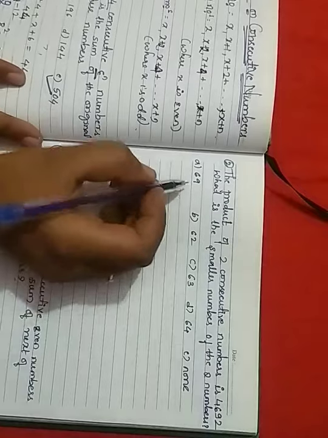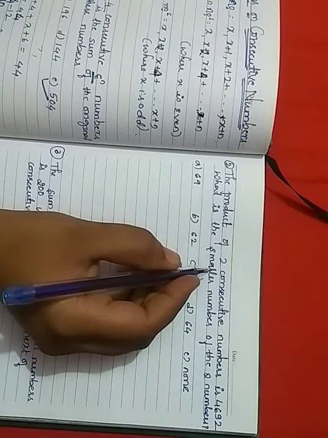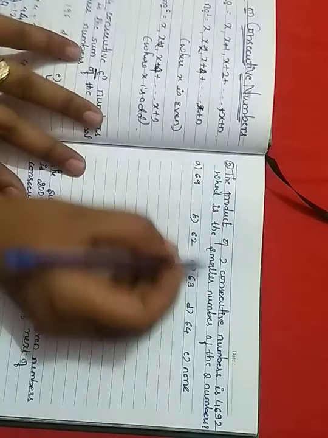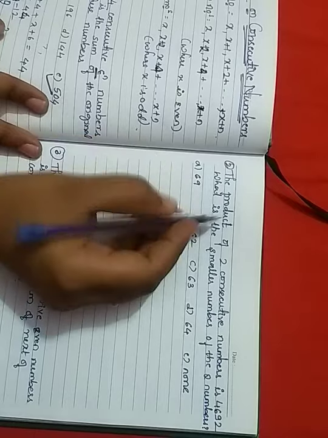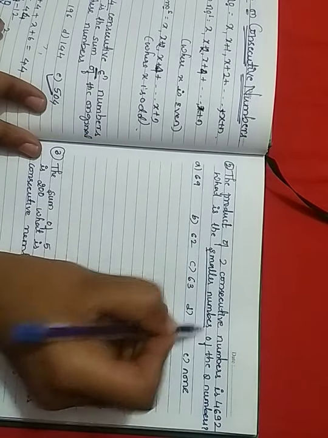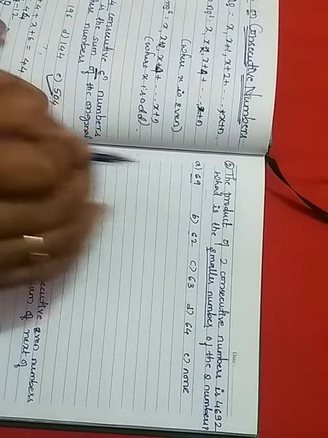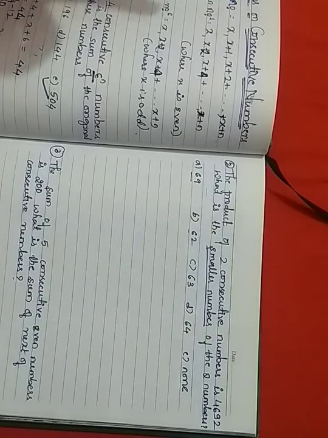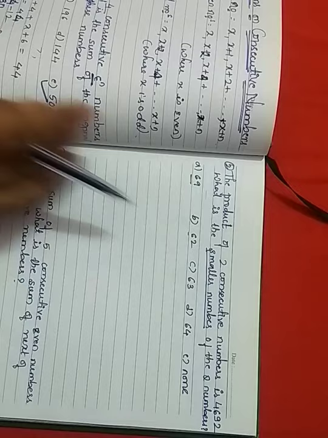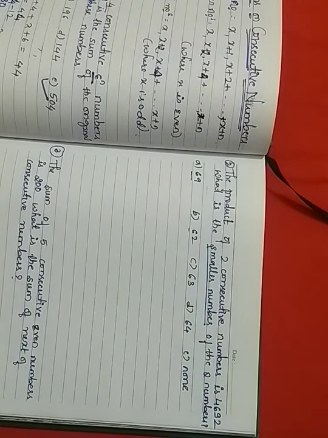Let's check by the options itself. See, what they've asked is only two numbers. If they had given 2 or 3 numbers, we could not do it by option itself. The first option is 69. The question is about the smaller number, so the options must be the smaller numbers, right? Two consecutive numbers means the first one is the smallest number and the second number is the largest number.